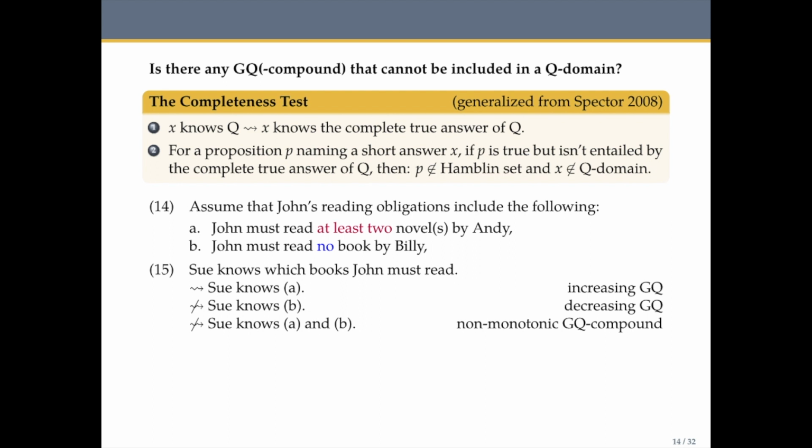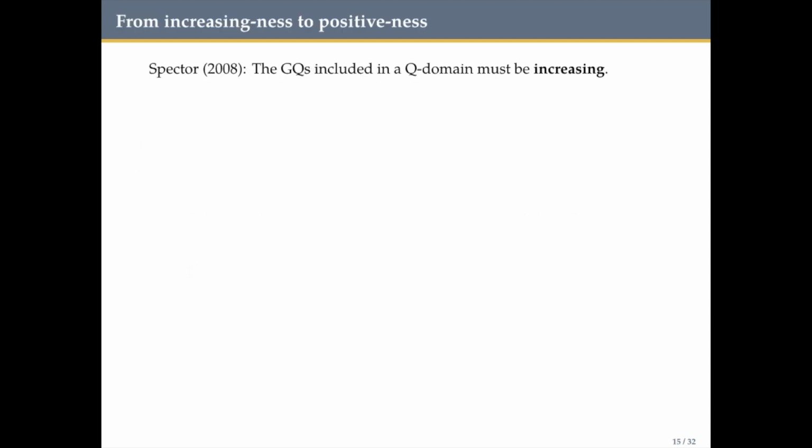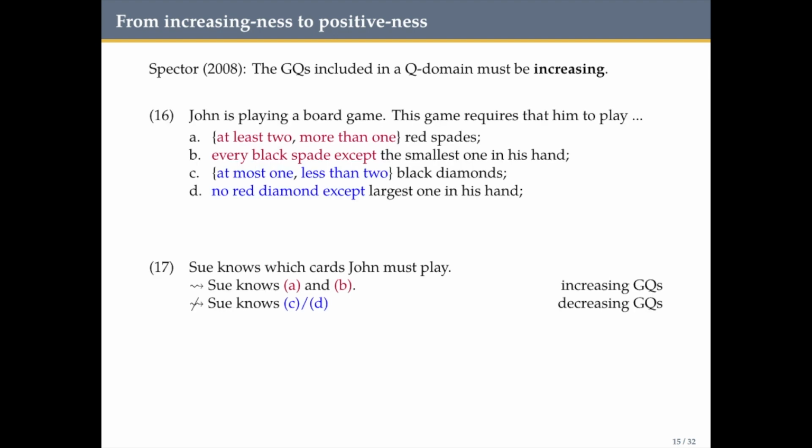This contrast suggests that the Q domain of the question "which books John must read" includes the increasing generalized quantifier "at least 2 novels by Andy", and does not include the decreasing generalized quantifier "no book by Billy". Moreover, it should also not include the non-monotonic coordination of these two generalized quantifiers. So given this contrast, Spector proposes that the generalized quantifiers included in the Q domain must be increasing. In the following, I extend Spector's diagnostic to a broader range of generalized quantifiers.